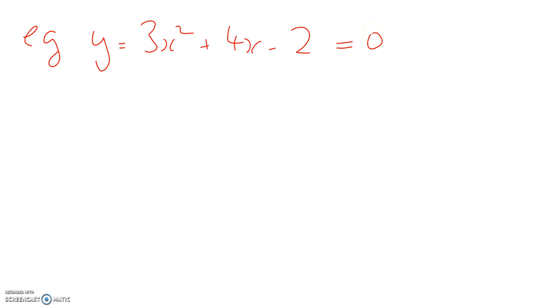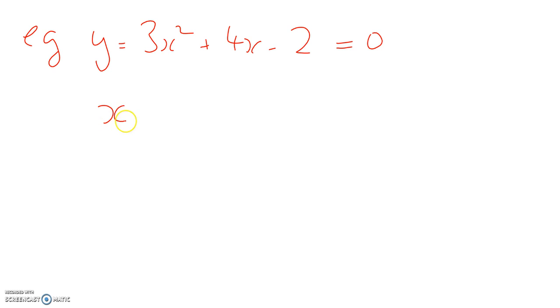Just getting my pen going. Okay, so let's give us some examples to see what we're talking about. Let's take y equals 3x squared plus 4x minus 2. Okay, so we want to make that equal to 0 to find our x-intercepts, or our zeros, or our roots, whatever we like to call them.